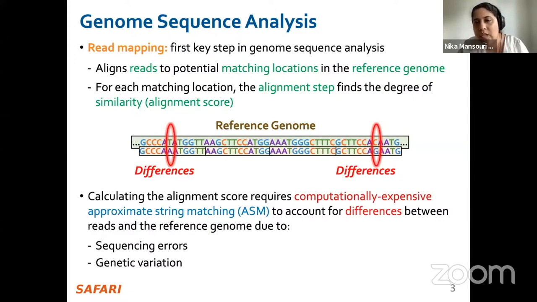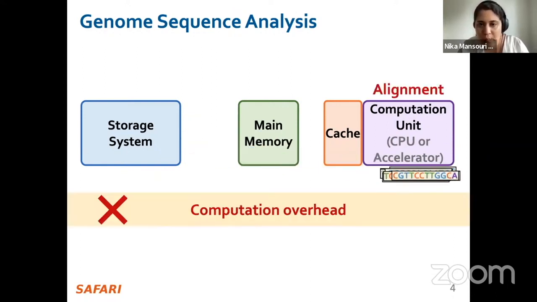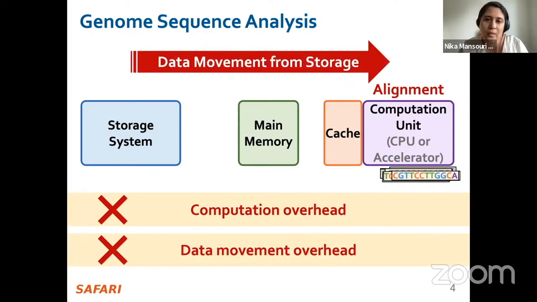Calculating the alignment score requires computationally expensive approximate string matching, or ASM, to account for differences between reads and the reference genome due to sequencing errors or genetic variation. And based on this genetic variation, we can make conclusions about the state of the data sample that we collected, like for personalized medicine or other applications. So these differences are very useful in that sense. So read mapping performs this expensive alignment computation on large genomic datasets containing millions of reads. Therefore, read mapping is both computationally expensive and incurs high data movement overhead from storage.